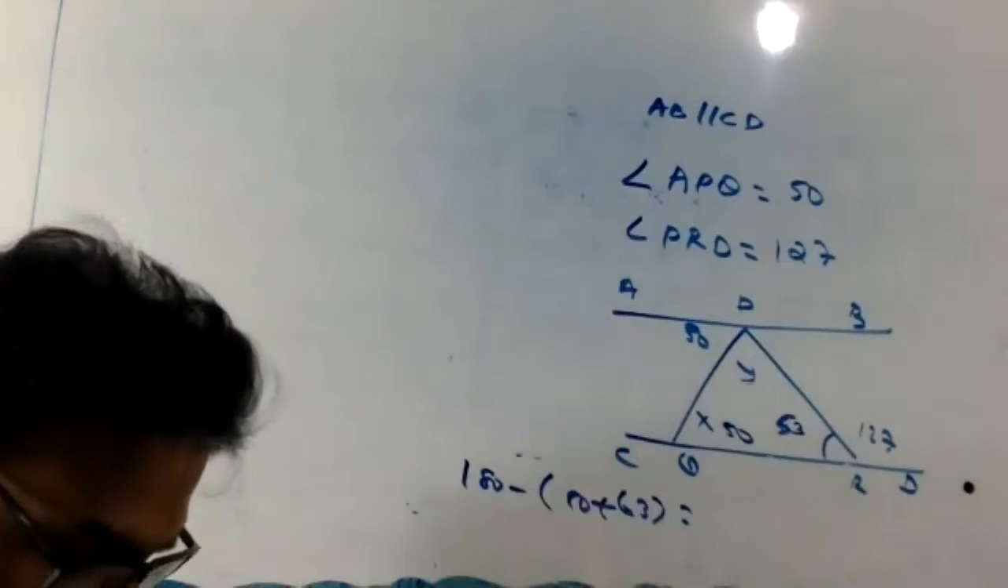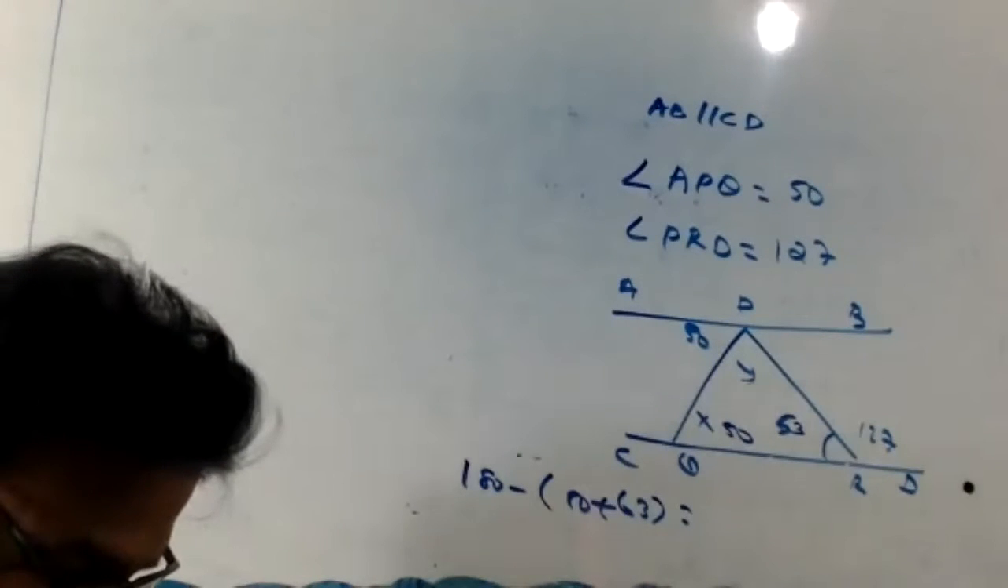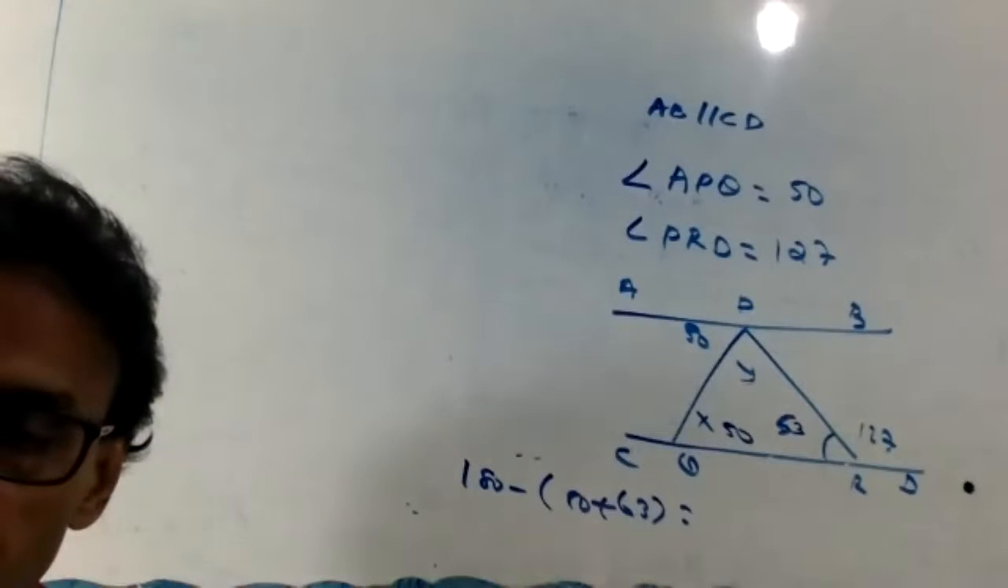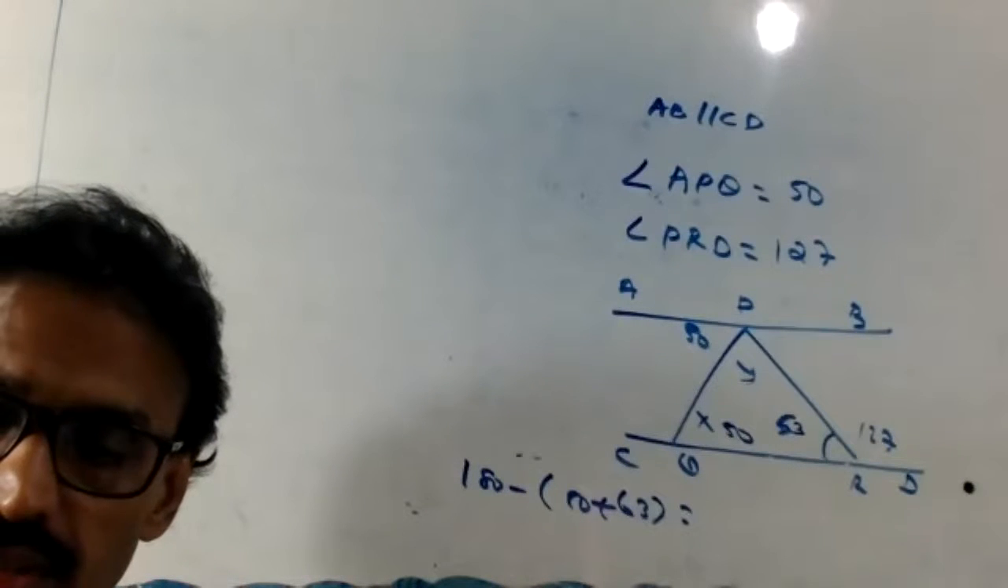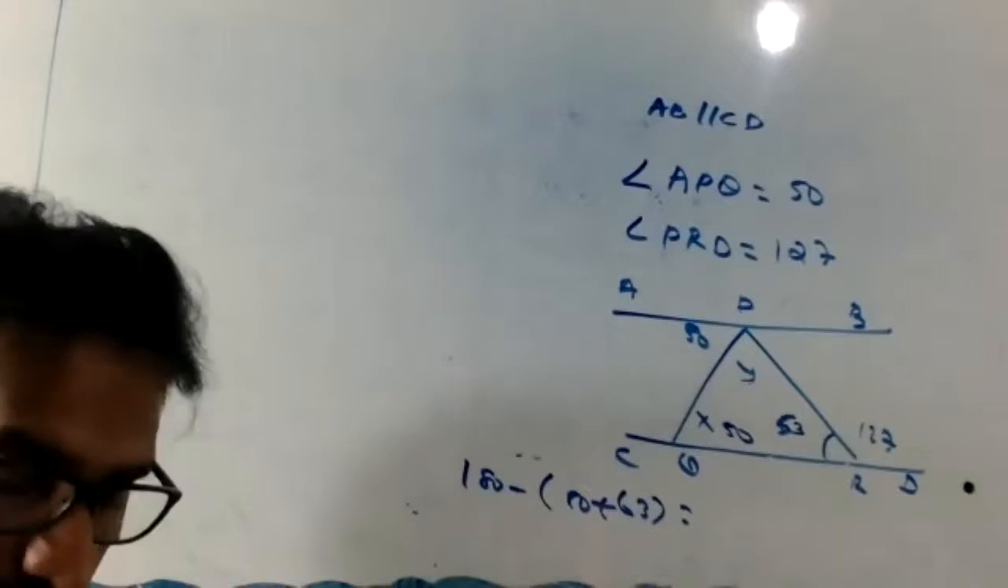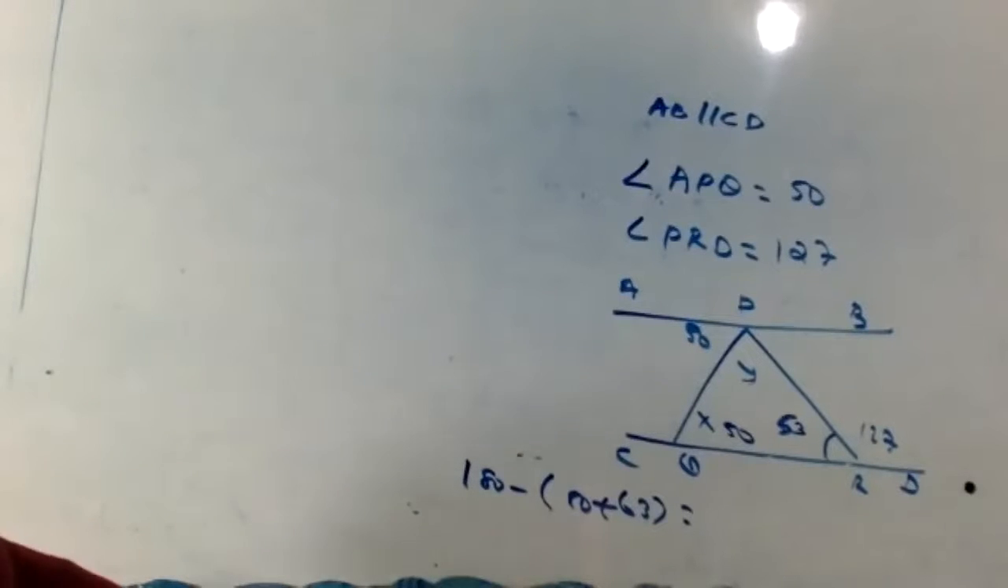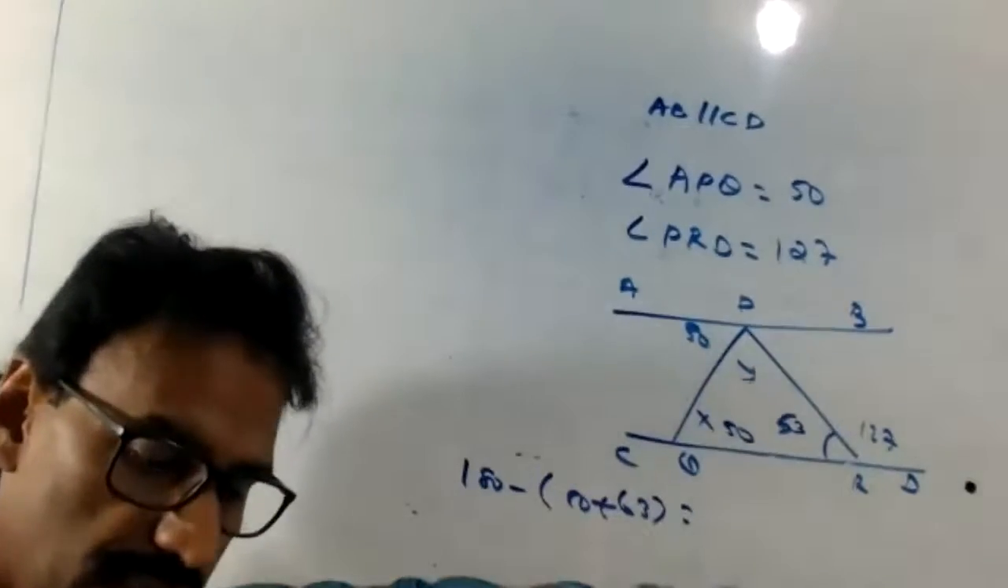The value is y is 77. Okay. So next question. Next one, a tricky question. You try yourself. Okay, star question. Let us see whether anyone gets it or not. Okay, listen here.